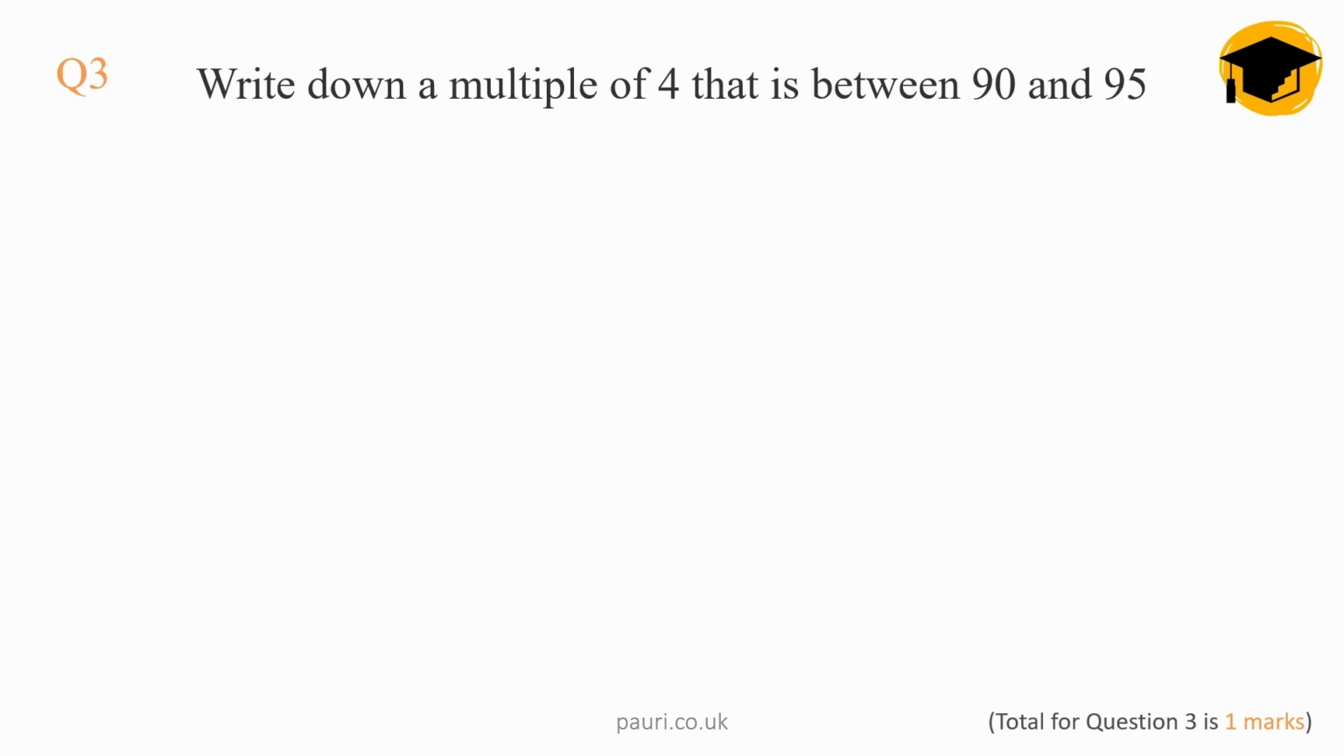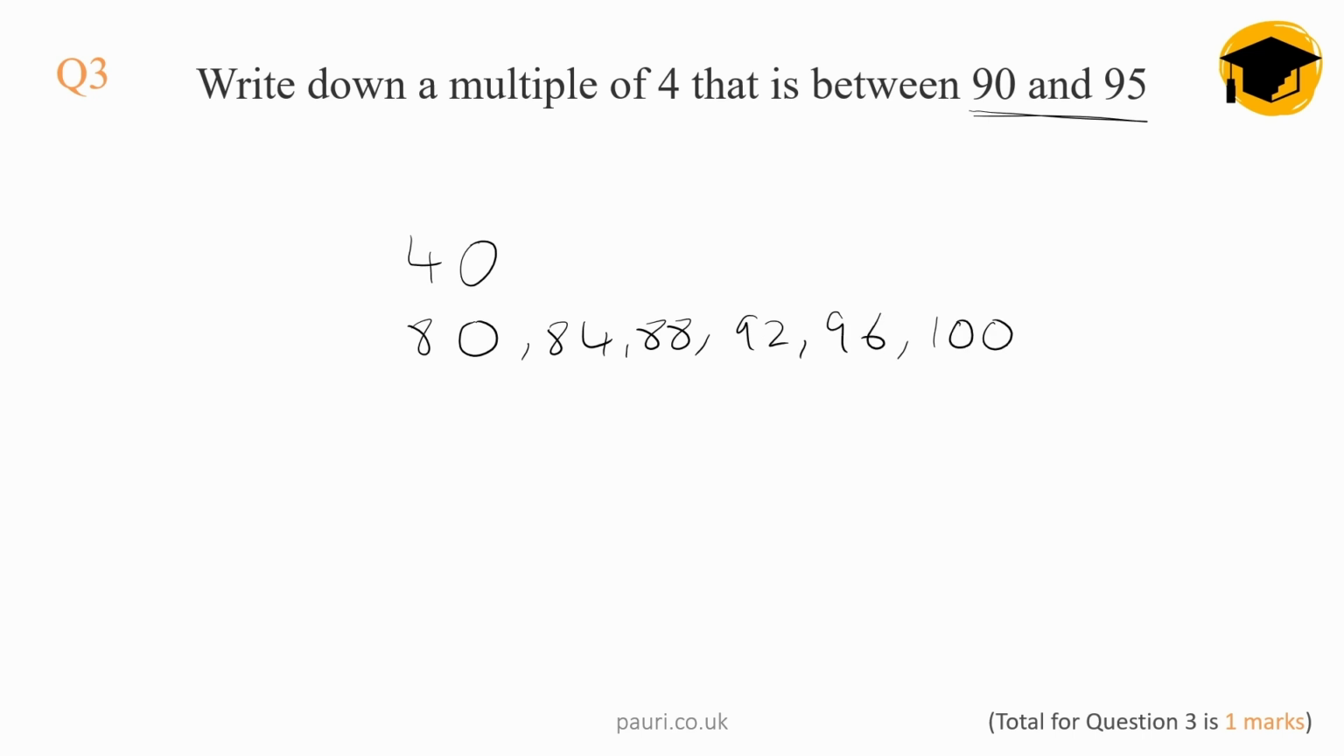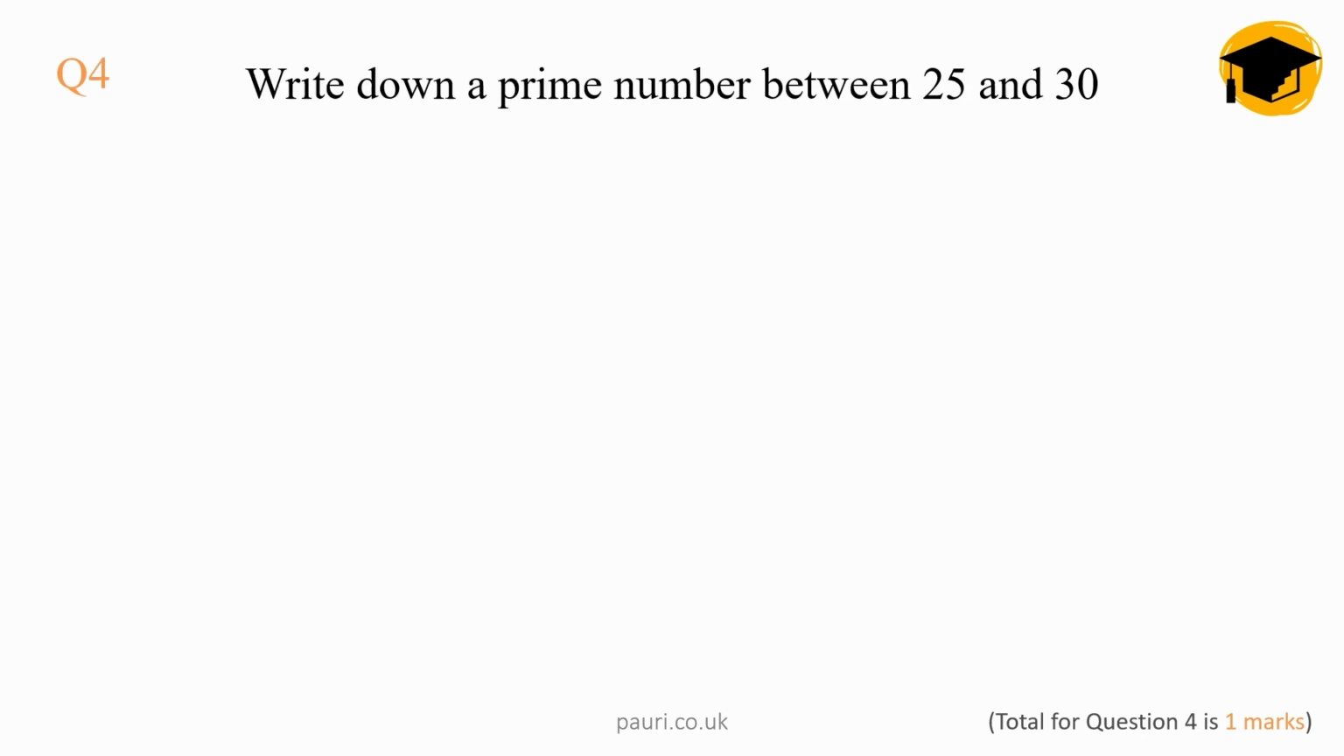Write down a multiple of 4 that is between 90 and 95. I'm not going to do my 4 times tables all the way up there because it's quite a lot further on. So 4 times 10 is 40, 4 times 20 is 80, and I can carry on from this. So 84, 88, 92, 96, 100. Back to the question: a multiple of 4 that is between 90 and 95. It's 92.